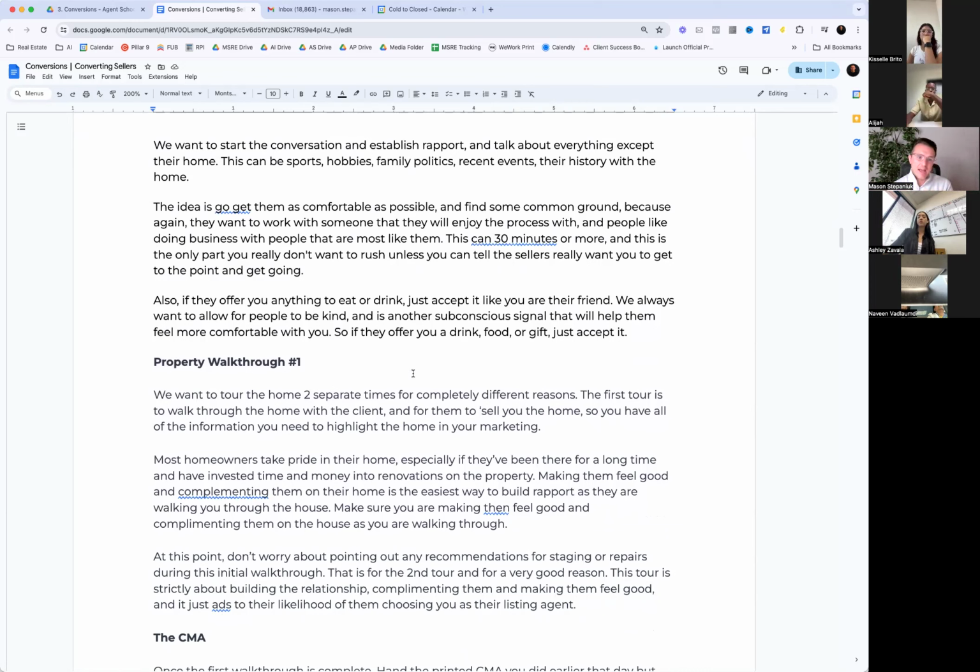And if we skip this step, especially if they're a colder prospect, like an online lead, where the relationship hasn't been developed, we have to spend more time on this initially, okay?